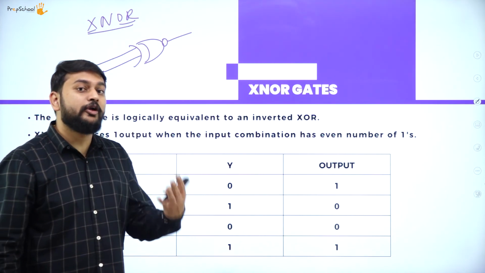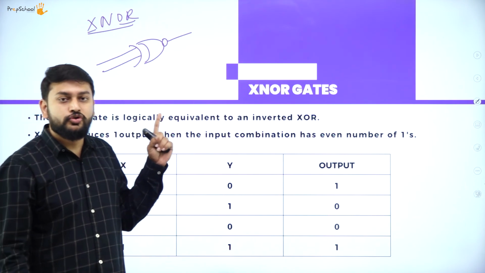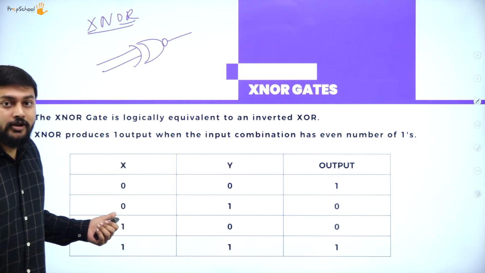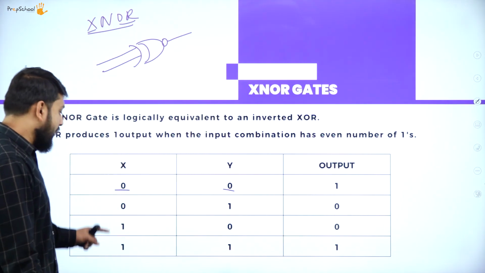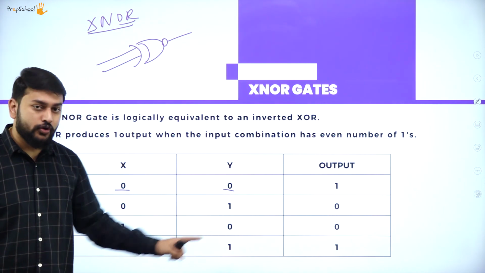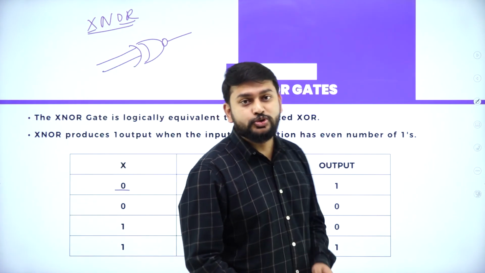The complement of XOR is XNOR. There we calculated it for an odd number of ones. Now you will calculate for an even number of ones. So this will give you 1 again. Here it's odd, so it is 0. Again it's odd, it's 0. Even, so it's 1. This is what you need to remember when it comes to XNOR.